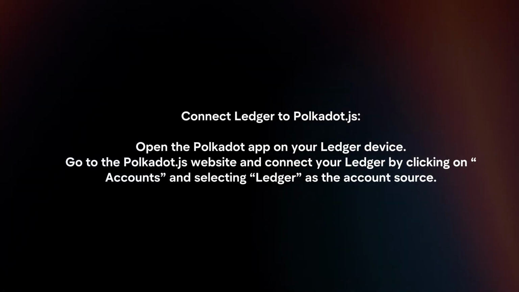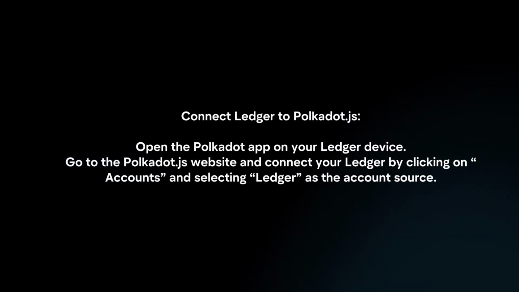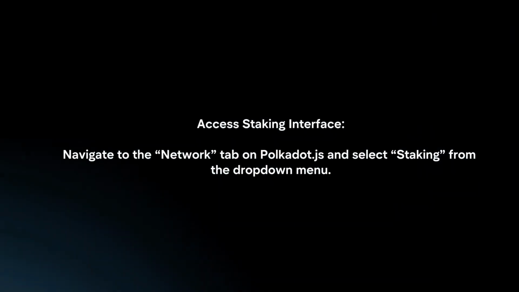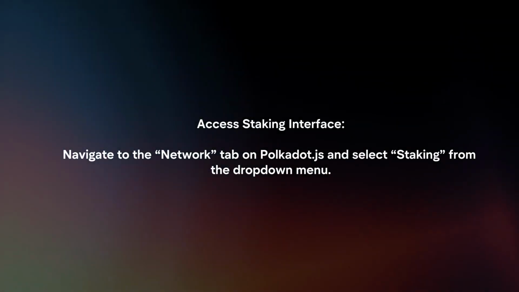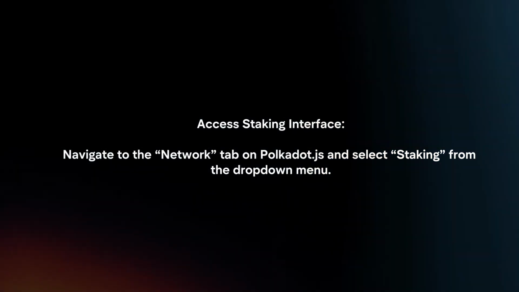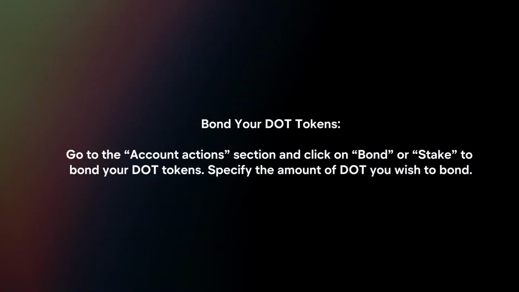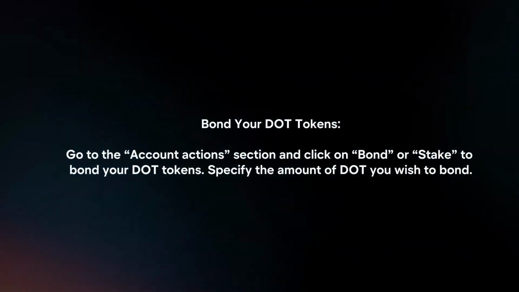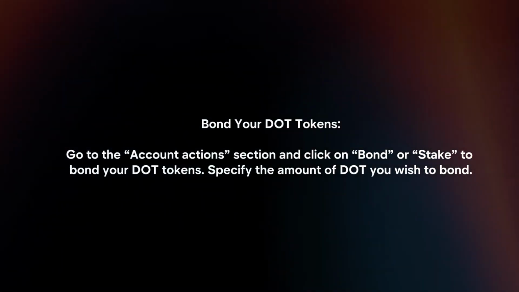Go to the Polkadot.js website and connect your Ledger by clicking on Accounts and selecting Ledger as the account source. Access Staking Interface. Navigate to the Network tab on Polkadot.js and select Staking from the drop-down menu. Bond your DOT tokens. Go to the Account Actions section and click on Bond or Stake to bond your DOT tokens. Specify the amount of DOT you wish to bond.